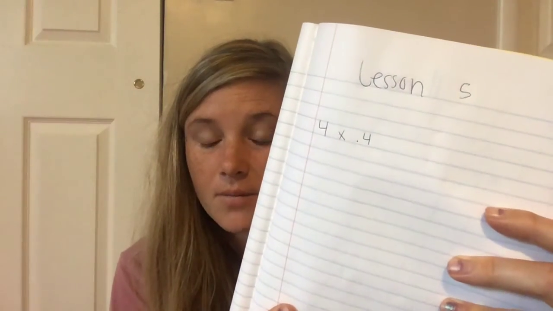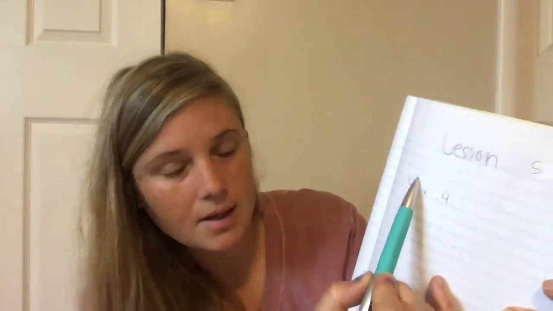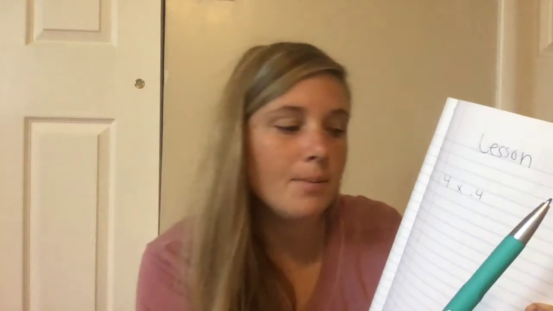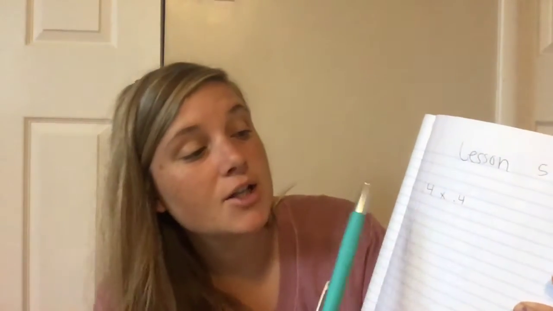On your paper, write 4 times 0.4. Okay, before we do anything, you're going to look at that and you're going to say, okay, well, I've got 4 here and I'm multiplying it by 0.4. 4 times 4 is 16, but this is 0.4. So this is less than 1. So I'm going to be multiplying by less than 1. So what you do is you take the numbers.